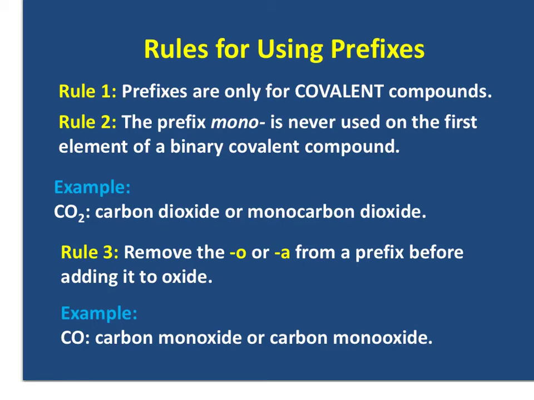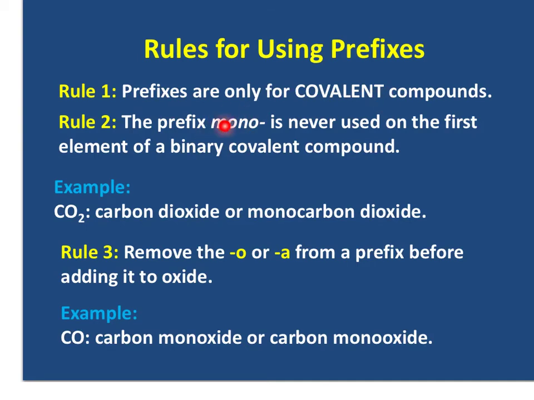Now, let's look at the rules for using prefixes. We only use prefixes with covalent compounds. So when we did ionic compounds and we had CaCl2, we didn't say calcium dichloride. We just said calcium chloride. So we only use prefixes for covalent compounds. So if you're given the name of a compound and it has a prefix, then we know it's covalent.